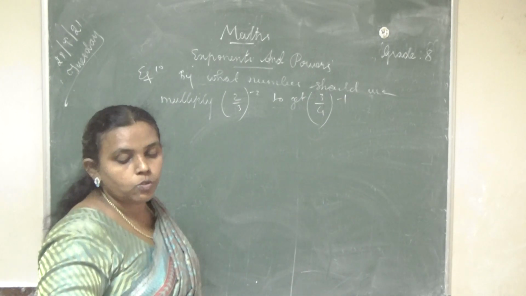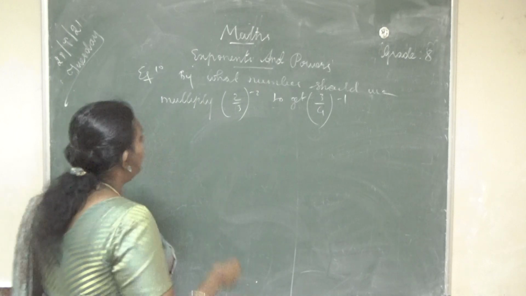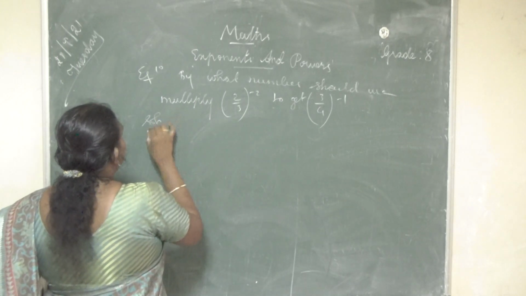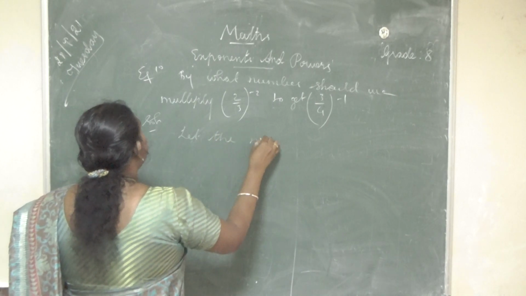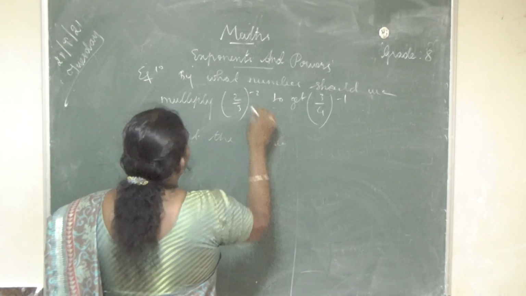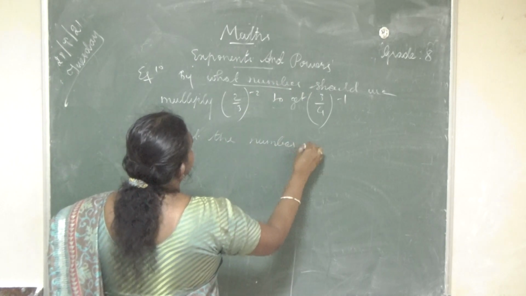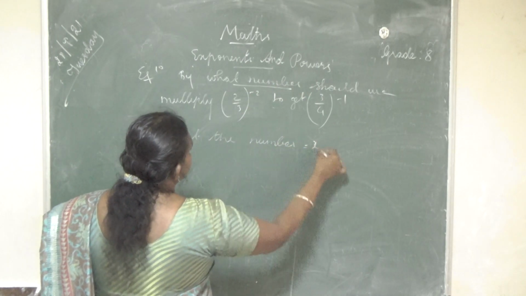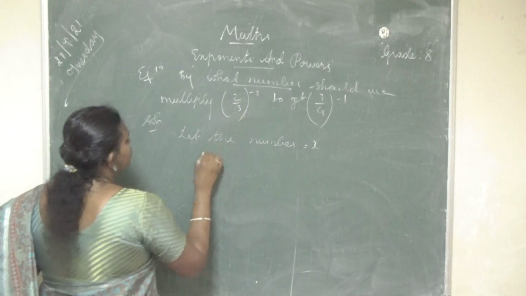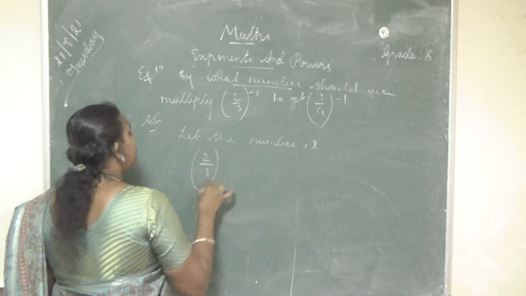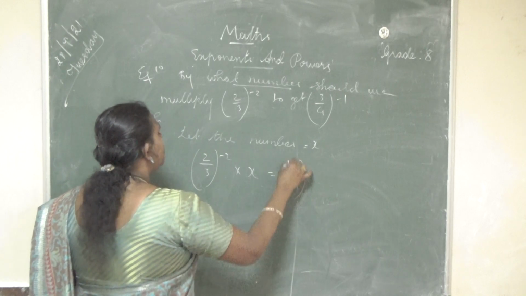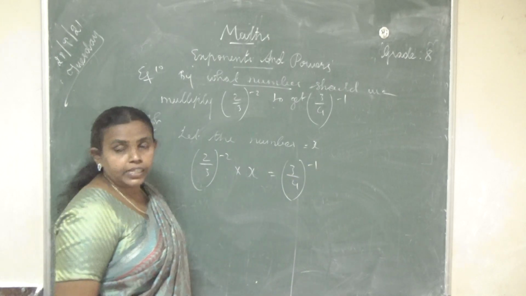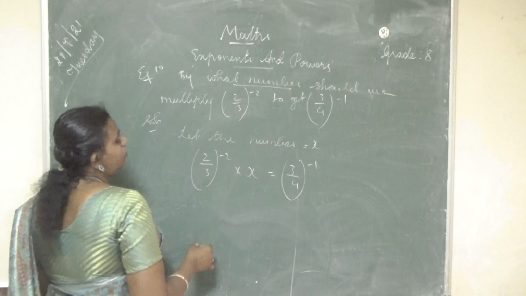So we don't know that one number. So what we are going to do is we will take that number as x. Let the number be x. So 2 by 3 the whole power minus 2 into x is equal to 3 by 4 the whole power minus 1. Okay.